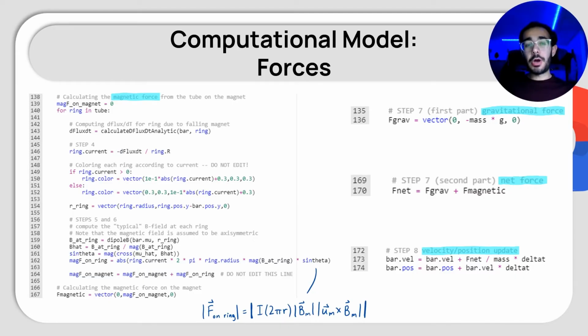Here's the meaty part of the code, where I declare all the different forces acting on the magnet, which in this case is the magnetic force acting upwards and the gravitational force acting downwards. Adding these two up gives us the net force, which I then use to update the velocity and position of the bar magnet.